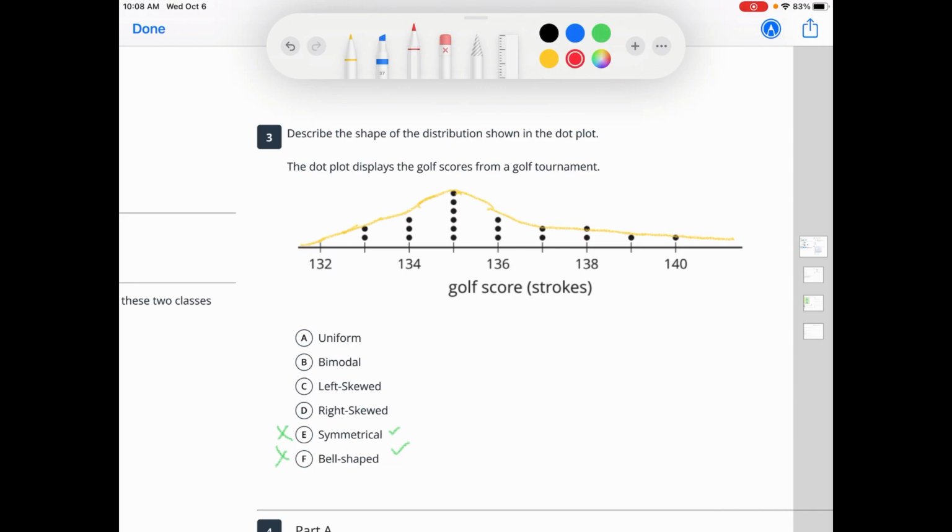All right, the tail is to the right, so we call this right skewed. So this one is not left skewed. Bimodal is if you had 2 kind of bumps, so that's not the case. And uniform if it was kind of like the same. So the answer is D for number 3.